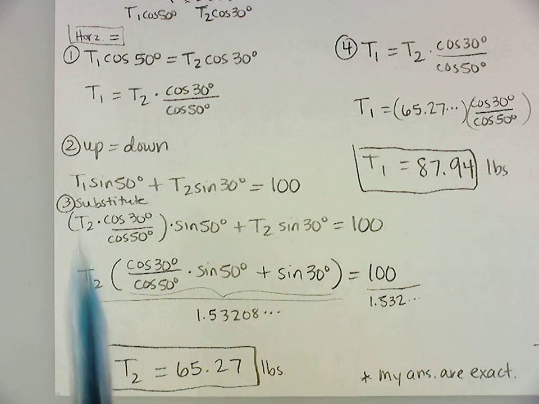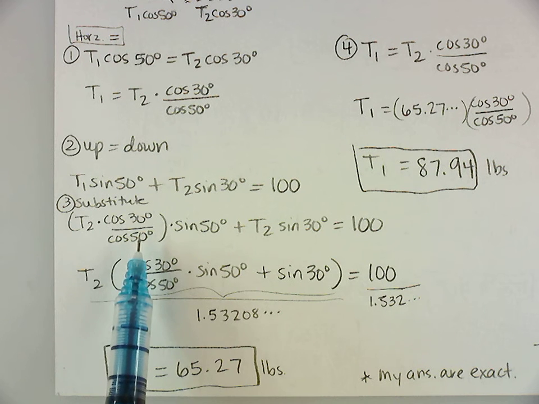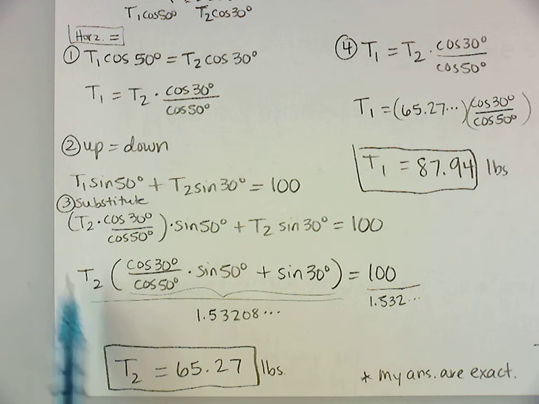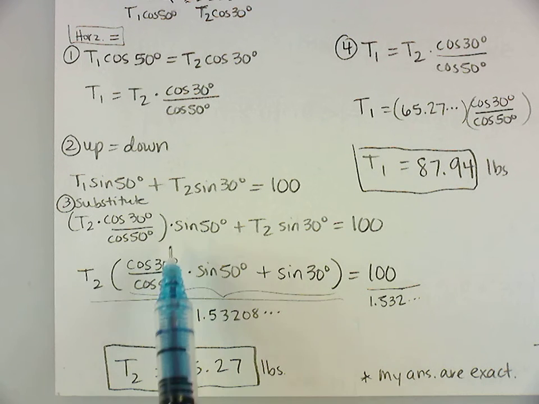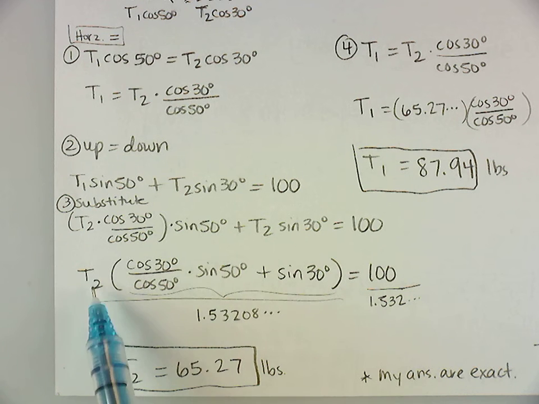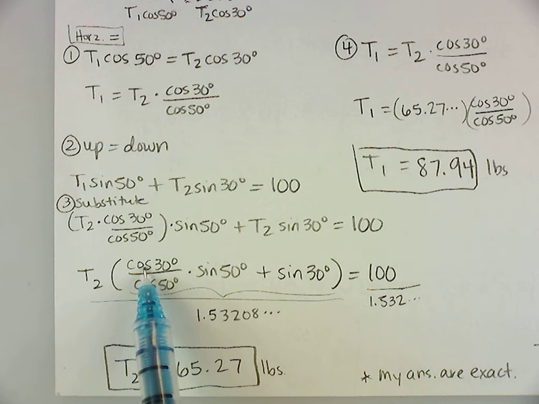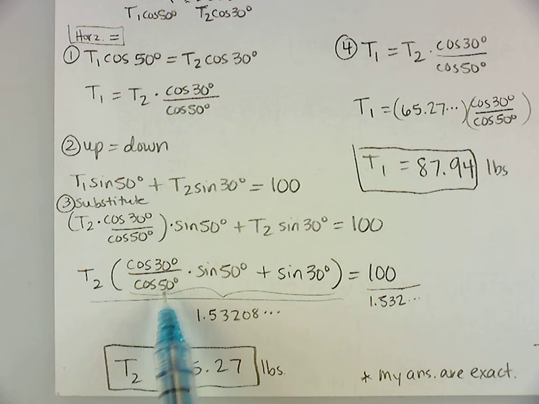So then I'm going to substitute. I use the exact value here, the cosine of 30 over the cosine of 50, and then I factored out t sub 2. Usually what people, myself included, forget is that you have to multiply this by the sine of 50 degrees. The reason I factor this out is so I can do this all in my calculator at the same time.